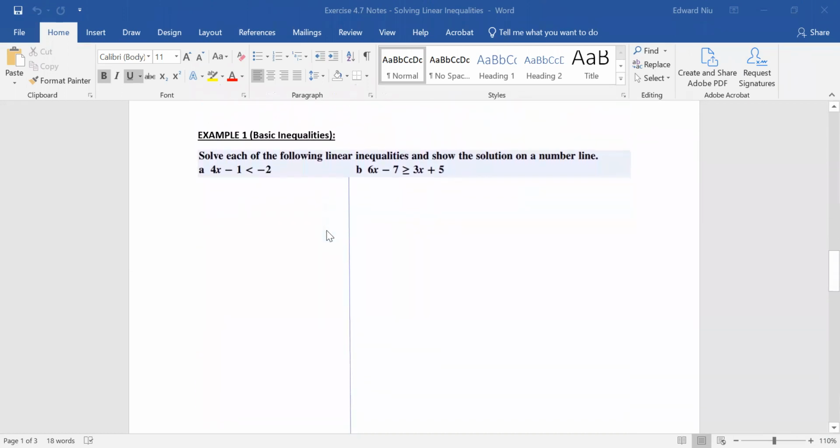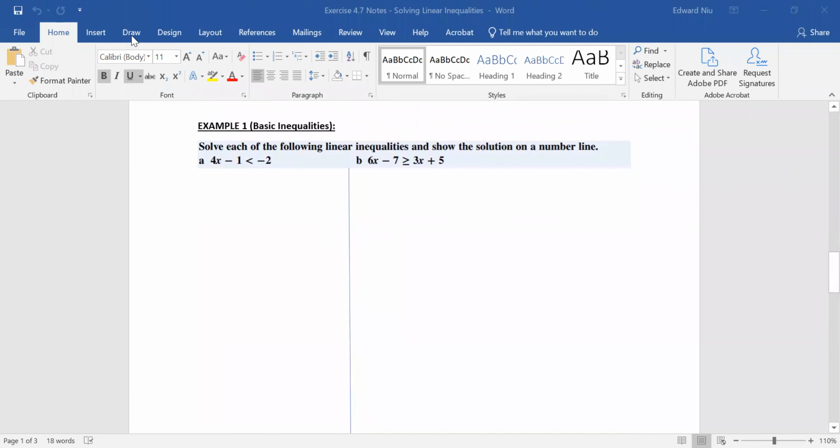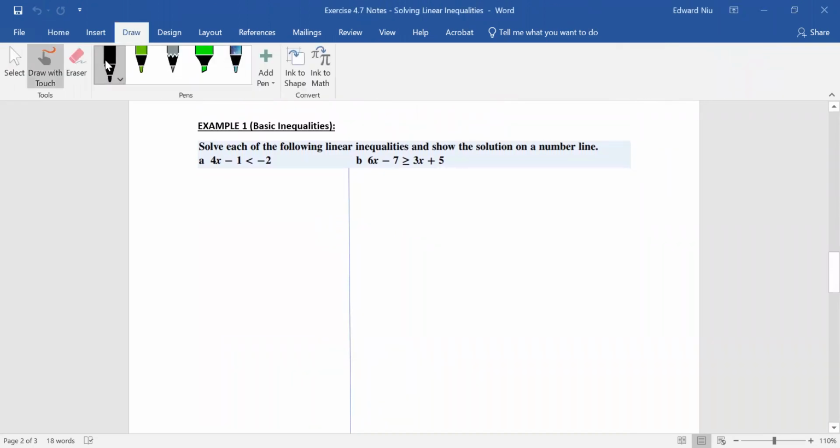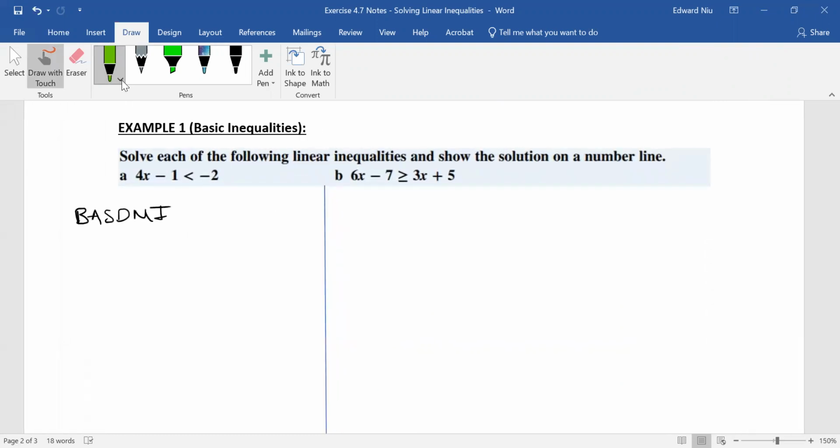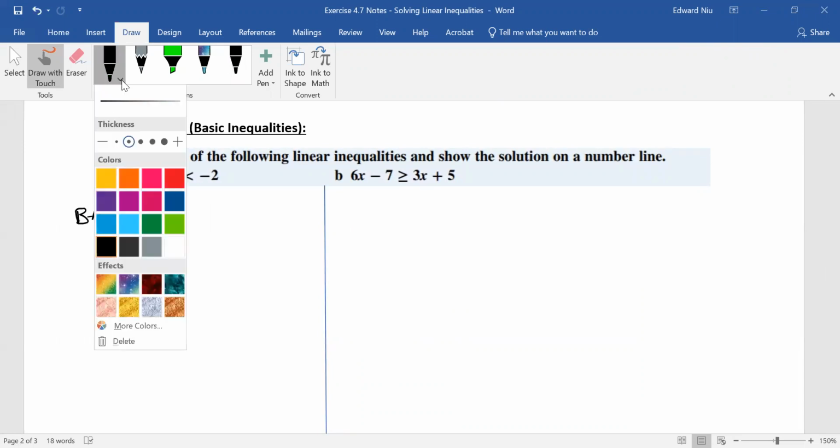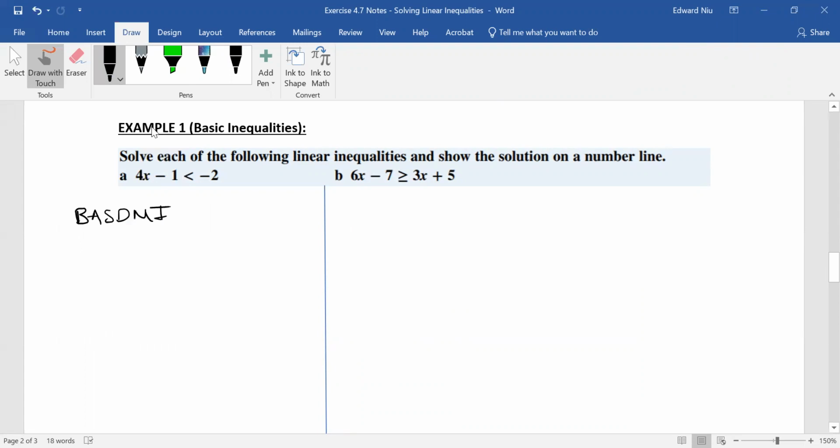For example, in example 1, we've got some basic inequalities. Here it says, solve each of the following linear inequalities and show the solution on a number line. So there's 2 parts to the question. We need to get x by itself on one side of the inequality sign, and then put the solution on a number line. We still follow our DMAS process and eliminate any obvious brackets. Here we have no brackets, so we can go ahead and cross them out.